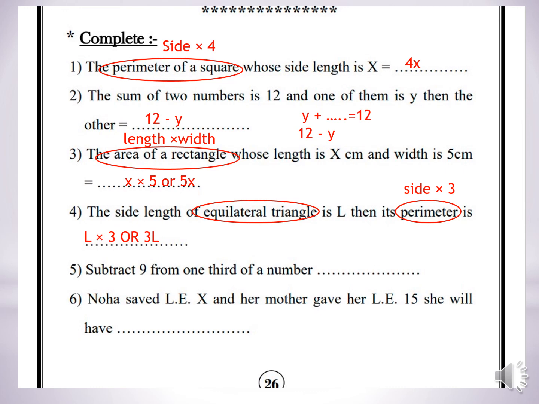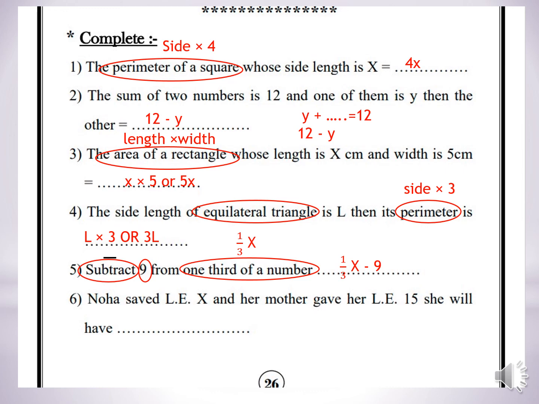Number 5, subtract 9 from 1/3 of a number. Subtract is the keyword for minus. 9 is my number. 1/3 means 1 over 3. He didn't tell me the number, so I will give it any letter, any symbol, x for example. So it will be 1 over 3 x. We said that the number after the from comes first, so 1 over 3 x minus 9.